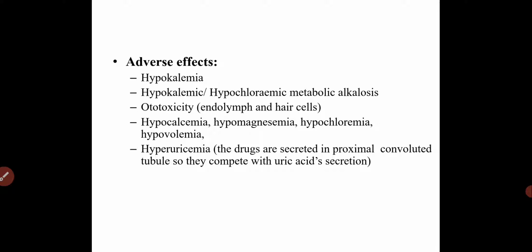It also increases the uric acid level, hyperuricemia. These drugs are secreted in the proximal convoluted tubule, so they compete with uric acid secretion, okay. Normally uric acid secretion occurs in our body in the proximal convoluted tubules, but these diuretics, particularly loop diuretics and thiazide diuretics, compete with uric acid at the proximal convoluted tubules. So the drug is secreted into the renal tubules, but uric acid is not secreted. So there is hyperuricemia, okay.